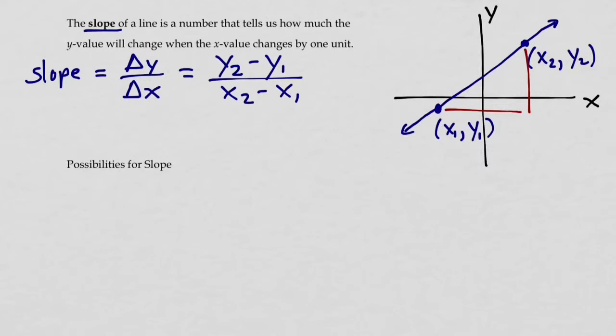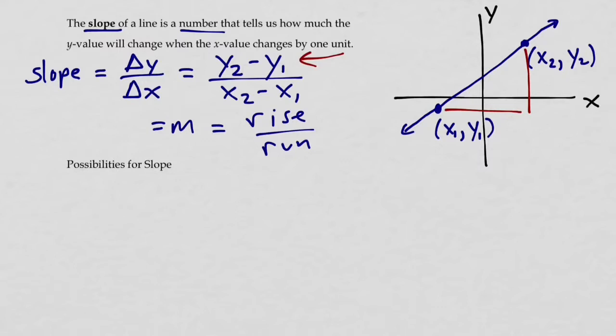So in formulas, the slope is a number, and the letter m is used to represent that. We also sometimes use the phrase rise over run to help us remember that when we think about slope, the vertical changes are up top in the ratio, and the horizontal changes, the change in x, is in the denominator.